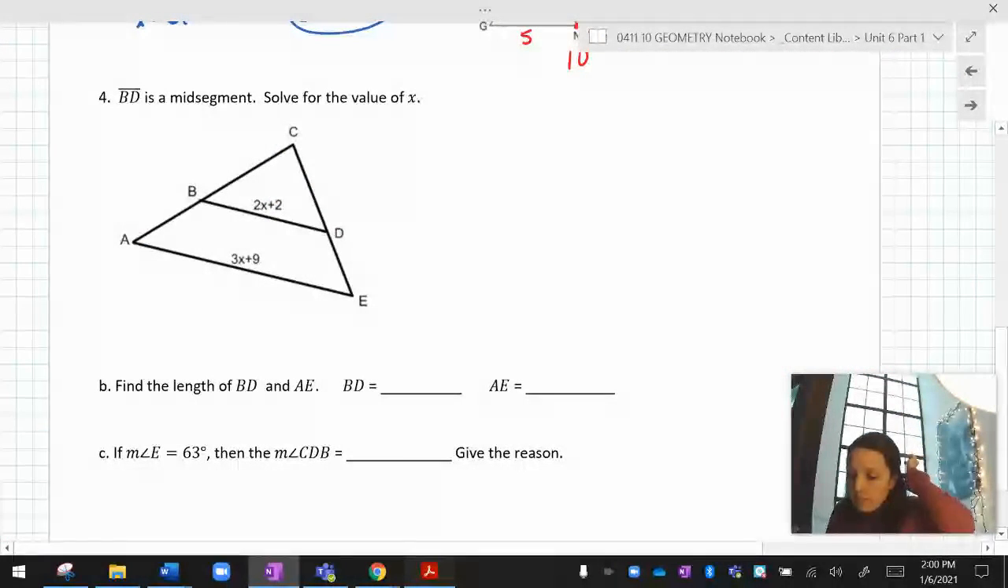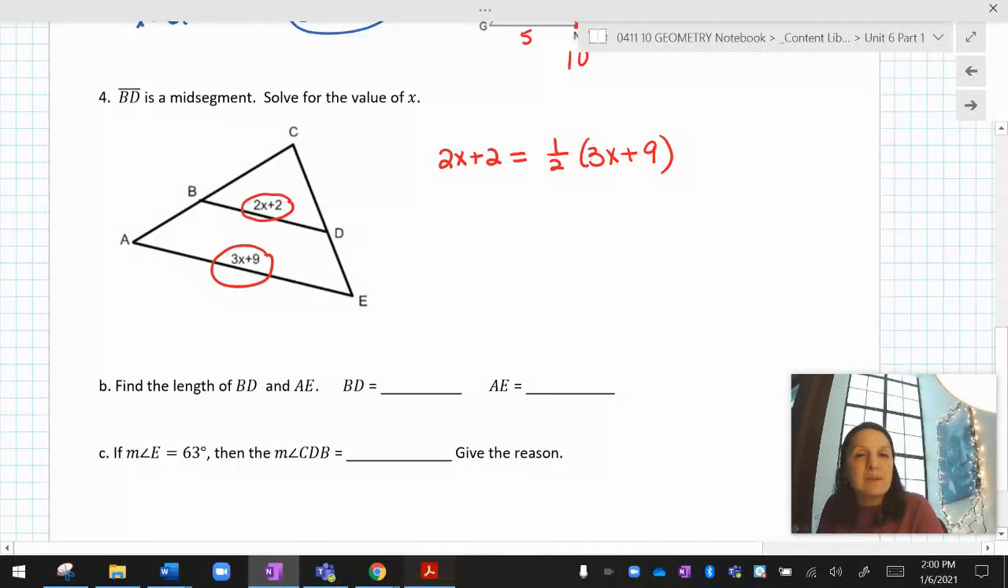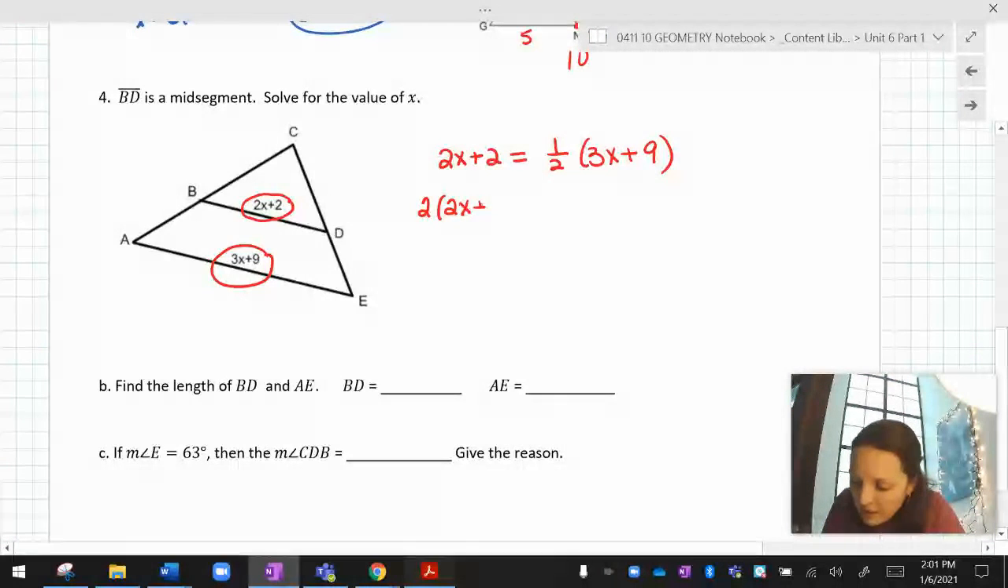All right. BD is a midsegment. Solve for the value of X. Okay, there's no angles in this picture, but I do have my midsegment, and it's supposed to be half of the bottom. So 2x plus 2 is equal to 1/2 of 3x plus 9. Here's the thing, though. Working with a 1/2 can get frustrating if I don't have even things or when I have x's. So another way to say it is 2 times the middle equals the bottom. That's easier to work with.